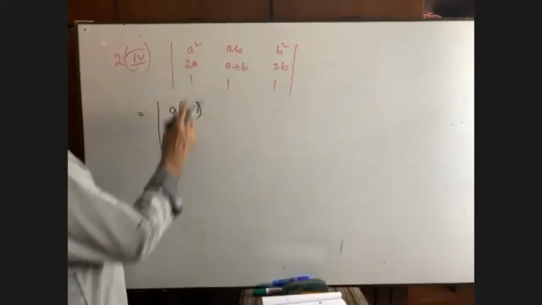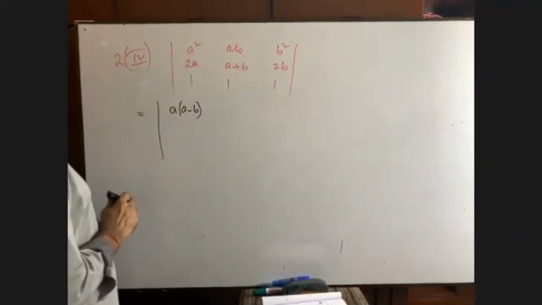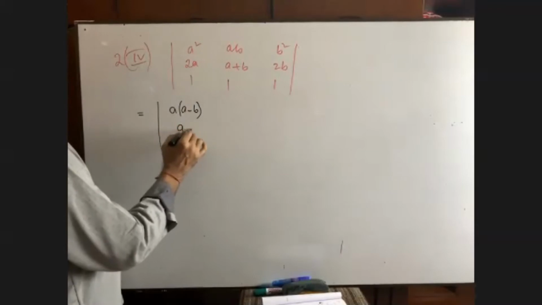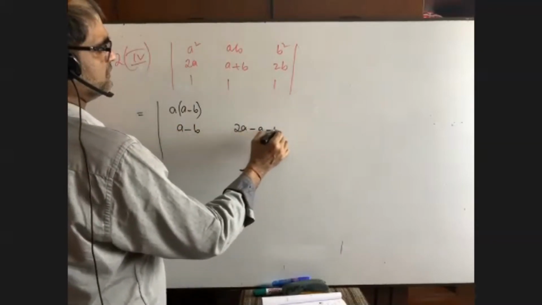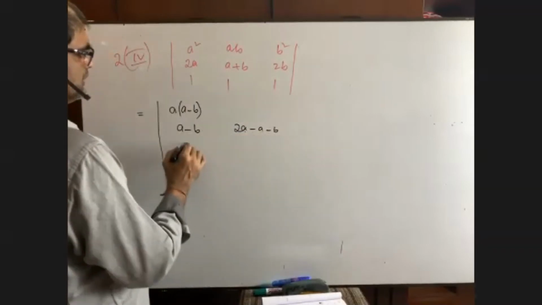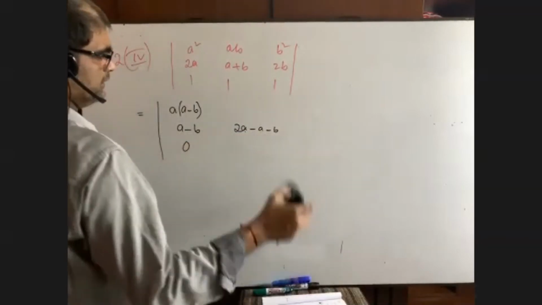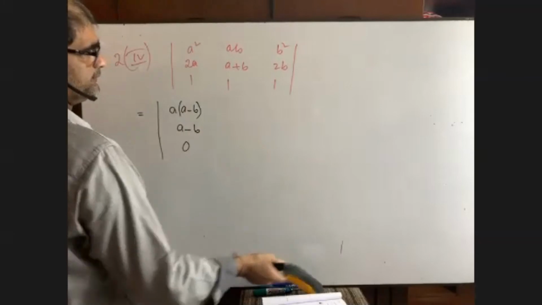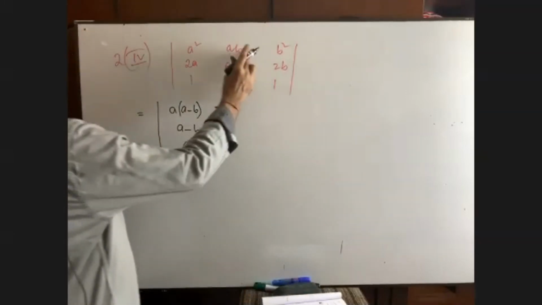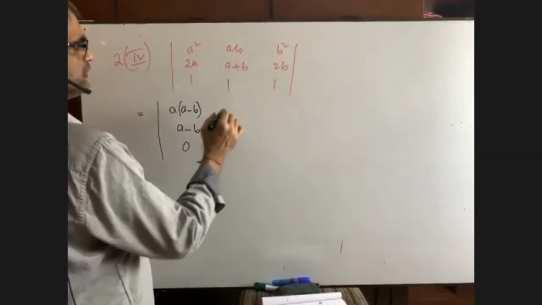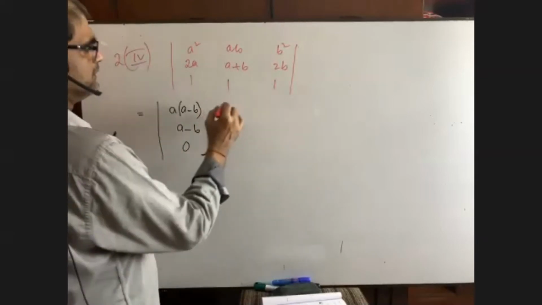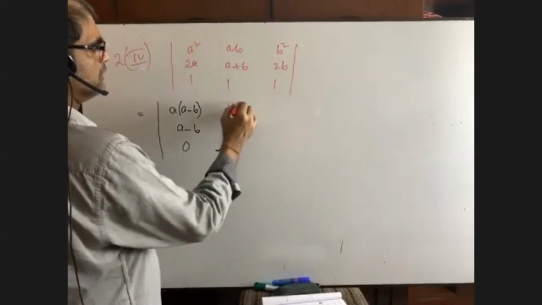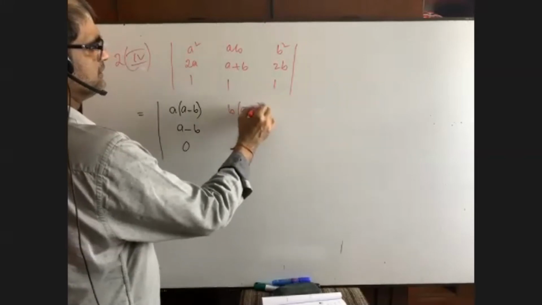Now you see this minus this. What will we get? A minus B. You see 2A minus A minus B. So we are getting A minus B. Now it is 0. Now from this, AB minus B is AB minus B square. Can we take common B? AB minus B square, what can be taken common? B can be taken common and we will be left with A minus B.